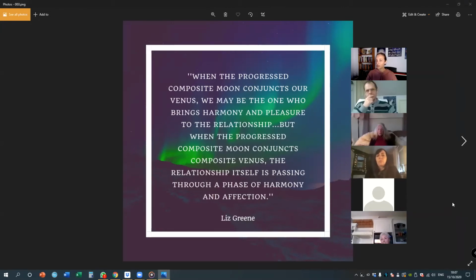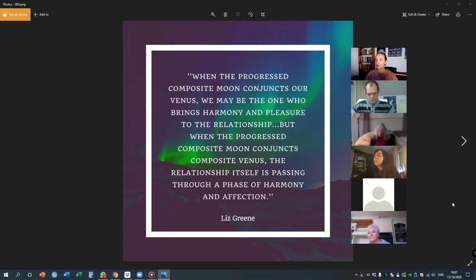So the relationship has to be very long, maybe more than 10 years or even longer, for progressed Sun, Mercury, Venus, or Mars to change their positions significantly so that we can see that reflected in what happens with the relationship. But the progressed moon is really powerful because it moves by one degree per month. So every month it sits in another degree of the zodiac.